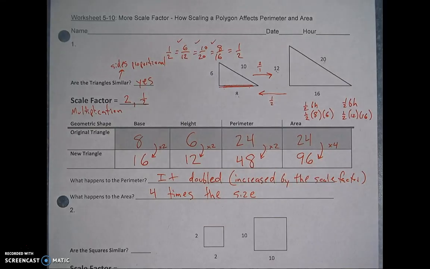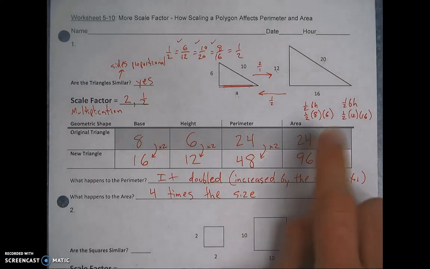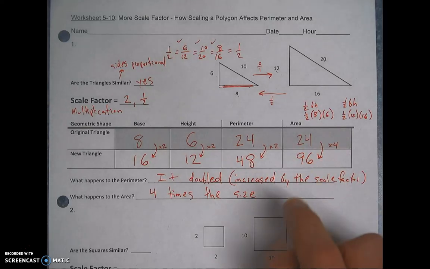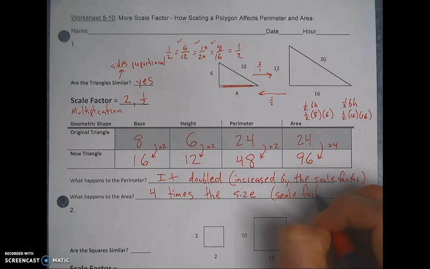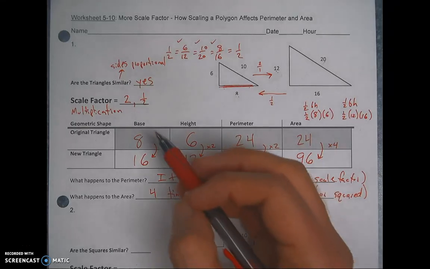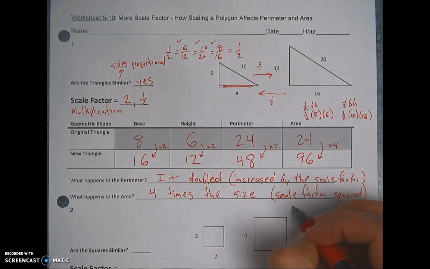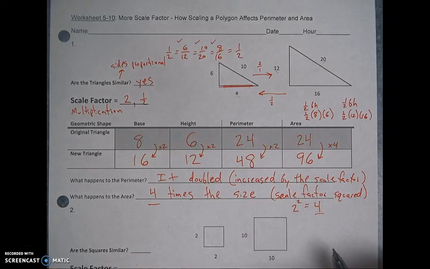And we touched on this yesterday. The reason this happens is because the area is always going to increase by the scale factor squared. Scale factor squared. So the scale factor was 2. 2 squared is 4. It's 4 times the size.